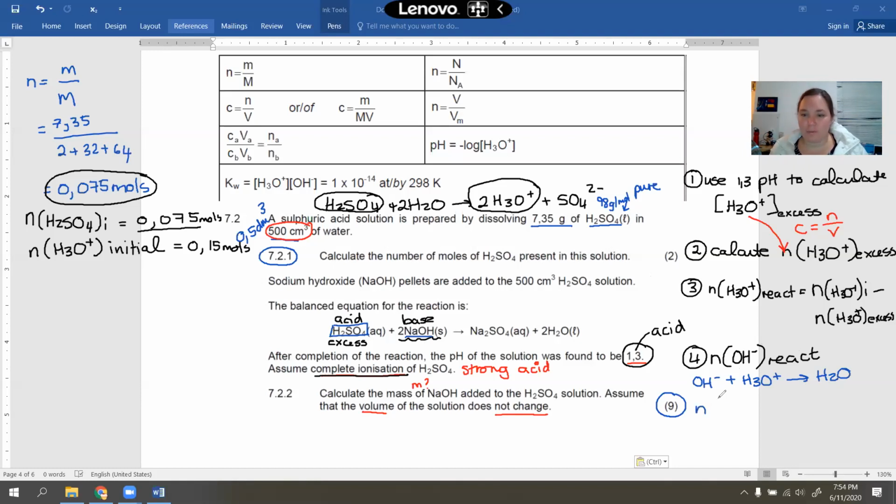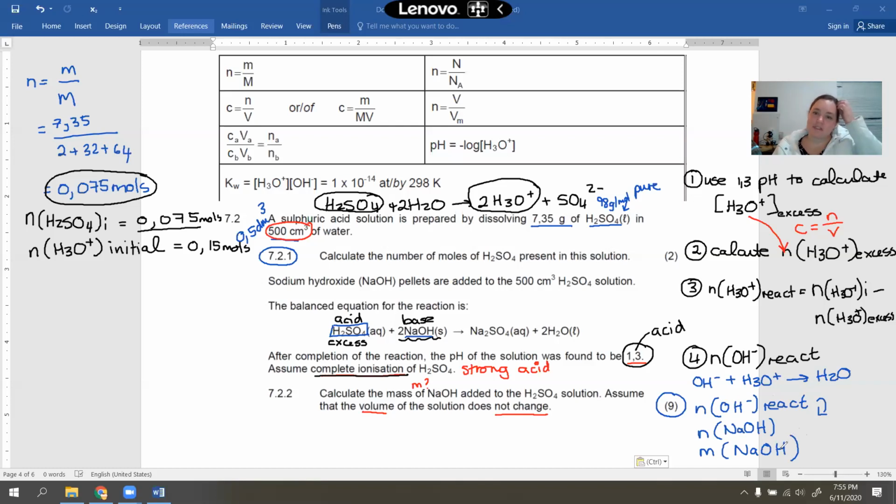Once I know the number of moles of OH- that react, I can use that to work out the number of moles of NaOH. And once I've worked out the number of moles of NaOH, I can use that to work out the mass of sodium hydroxide. All right.